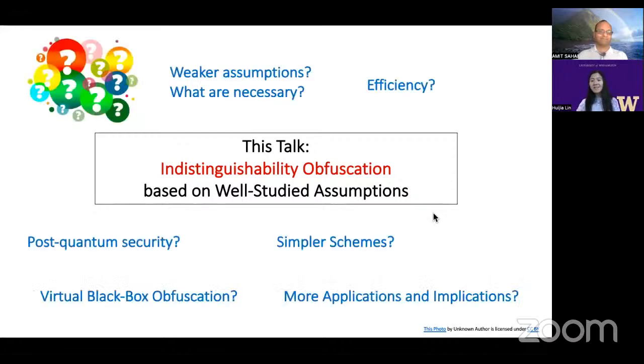And looking forward, there are many questions that remain open and they're very, very interesting, such as: can we reduce the number of hardness conjectures that are used? Can we build a more efficient indistinguishability obfuscation? Can we achieve stronger post-quantum security? And I hope that you're interested in these questions too.